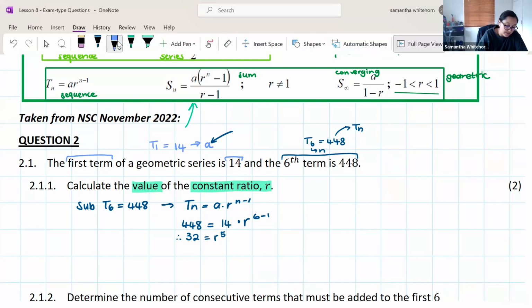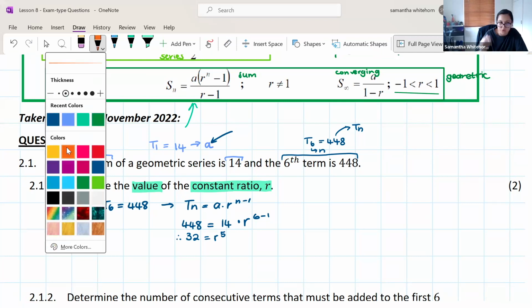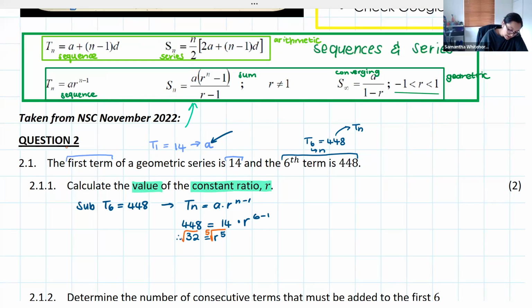Now, guys, there's a few different ways you can go and solve this. It's up to you, whatever you're more comfortable with. You do you. So either you can fifth root both sides in order to get rid of that power of 5. The fifth root of 32 is 2. So you'd get 2 is equal to r.